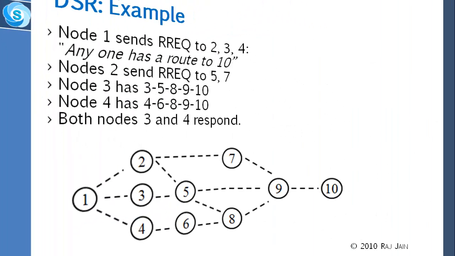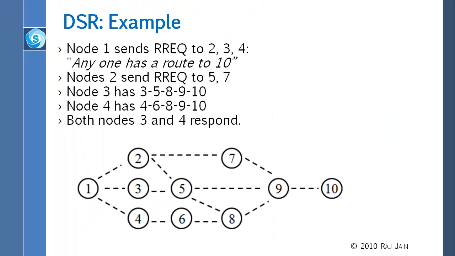All right. So here is an example for DSR. Now, this will clarify much better. So 1 wants to send a packet to 10. It doesn't know the route, so it sends to its 3 neighbors, which are 2, 3, and 4. It says, 2, do you know a route to 10? 3, do you know a route to 10? 4, do you know a route to 10? They don't know. So 2 sends it to 7 and 5, asking 7, do you know a route to 10? And 5, do you know a route to 10? And similarly, 3 sends it to 5 also, and 4 sends it to 6.